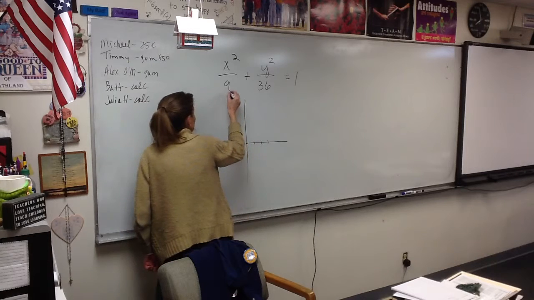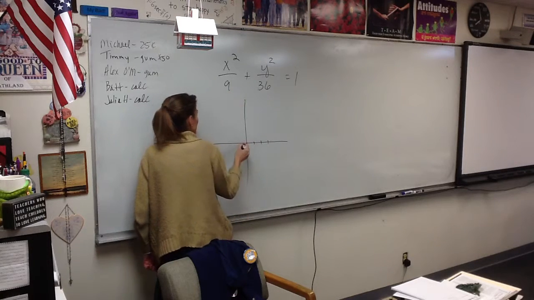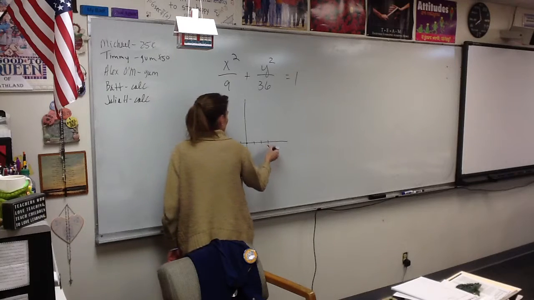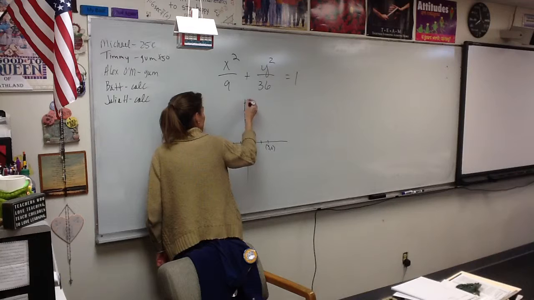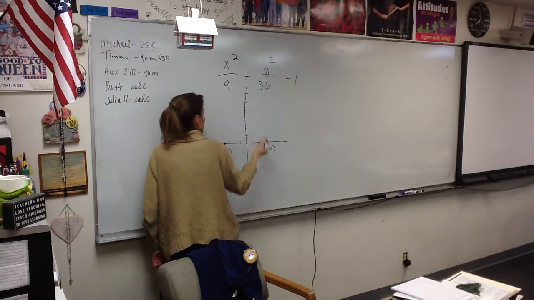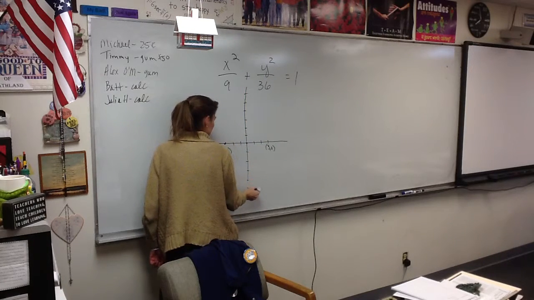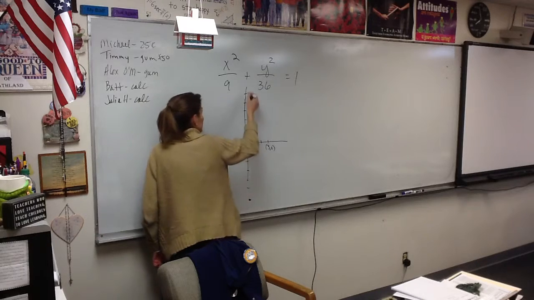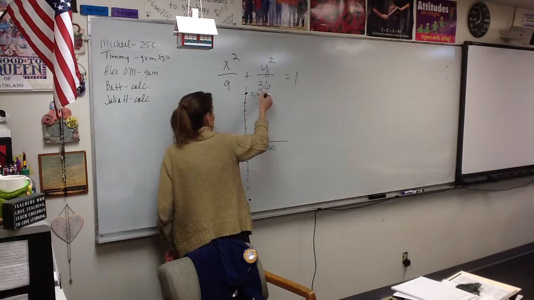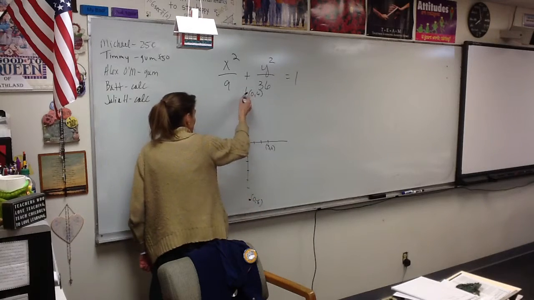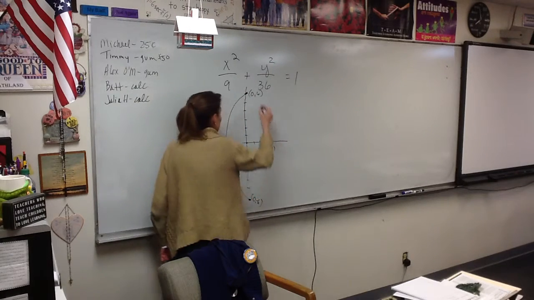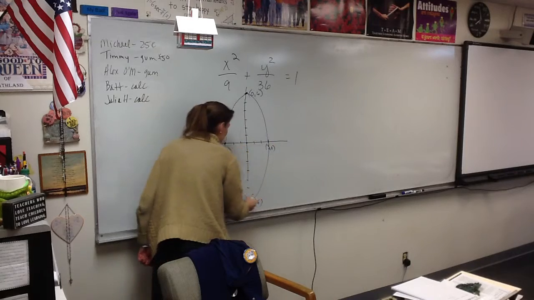So this line right here tells me to move back and forth 3. And that 6 tells me to move up and down. 36 tells me to move up and down 6. Is everybody okay with that? So we can connect our dots, and there's our ellipse.